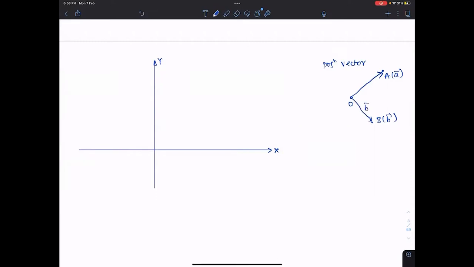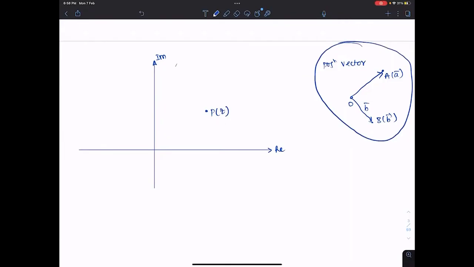Same way, I have written X and Y, but actually what I should write in case of complex numbers is real axis, imaginary axis. So if I take any point P, and in bracket I write Z, what does it mean? It has the same meaning as position vector.